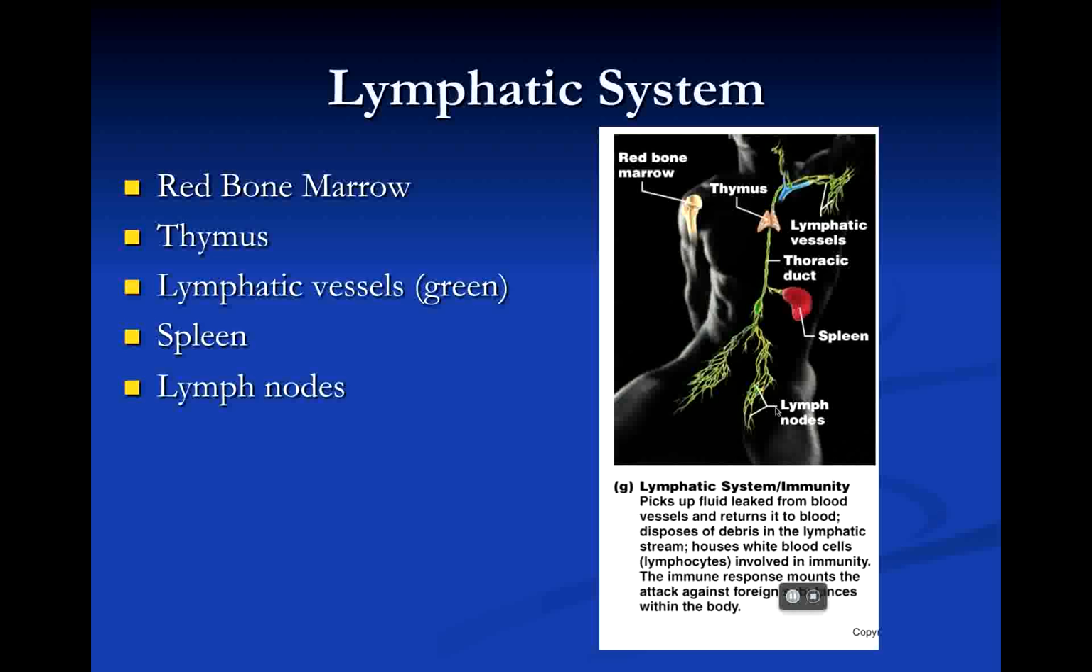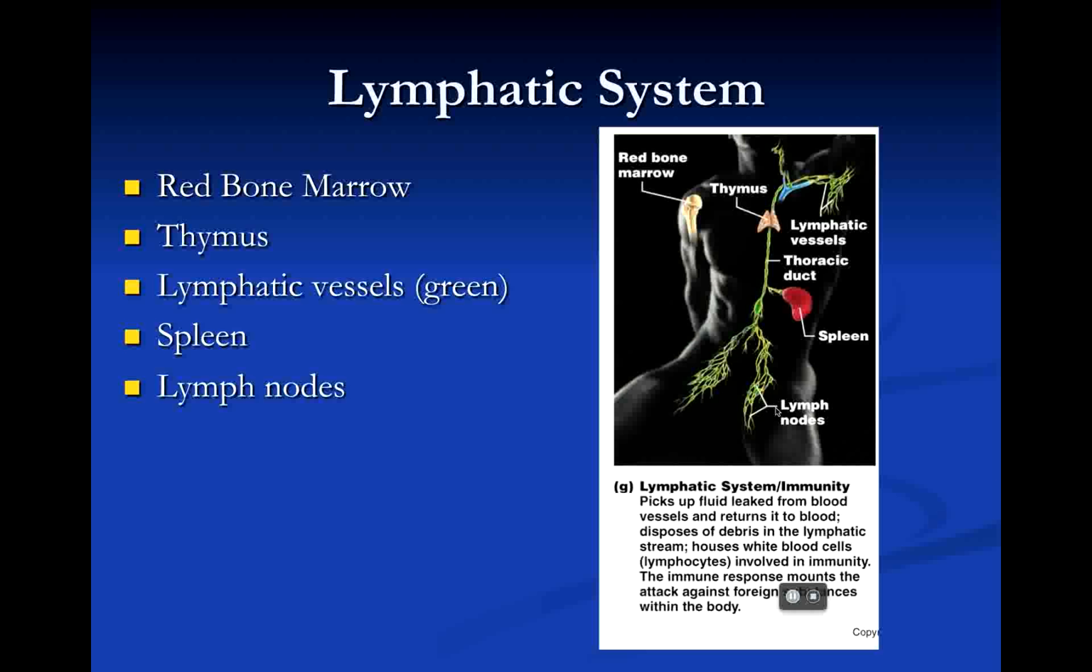The reason it says green in parentheses is because anatomical illustrations have a universal color code. So any hand-drawn anatomical picture, if you see colored lines on it, they correspond to certain structures. Red are always arteries, blue are always veins, green are always lymphatic vessels, and yellow are always nerves.